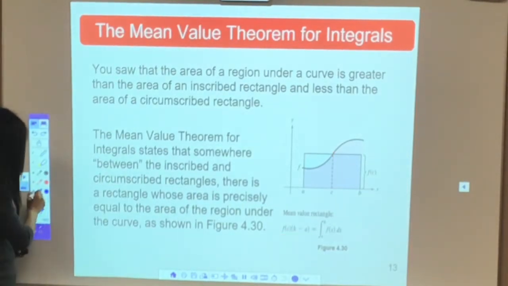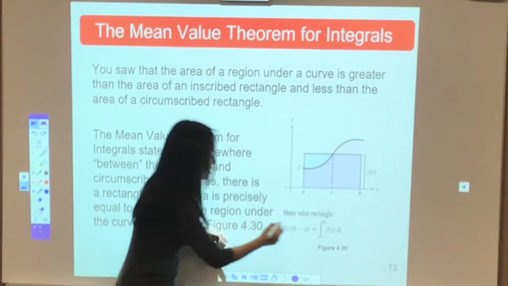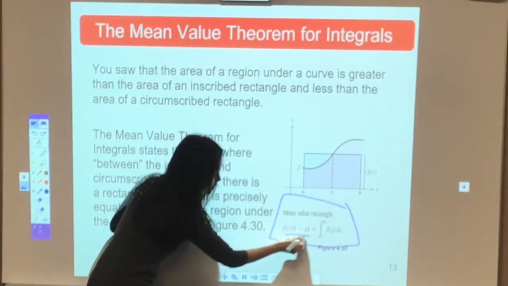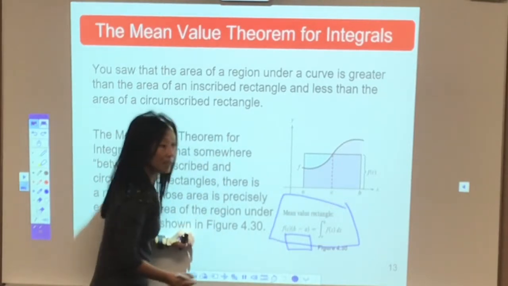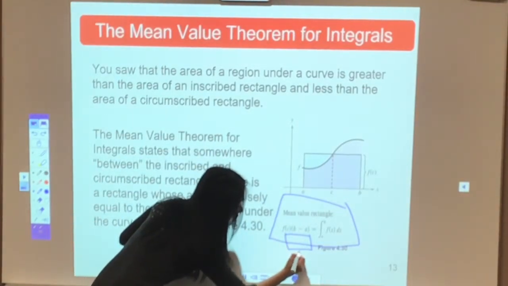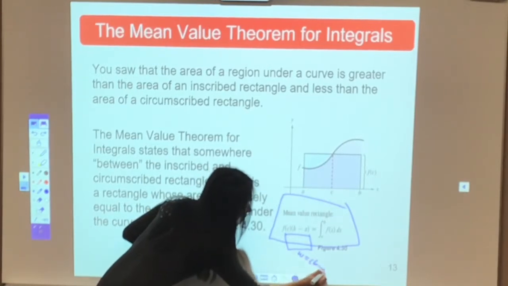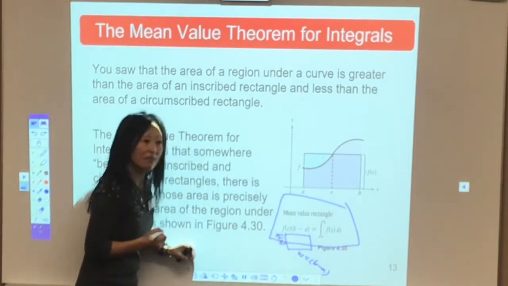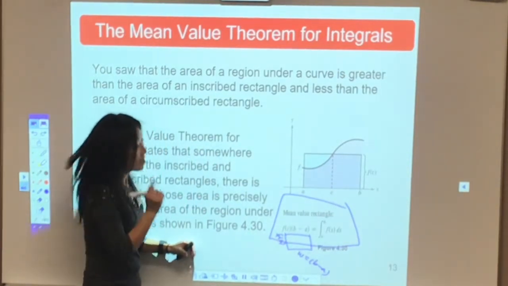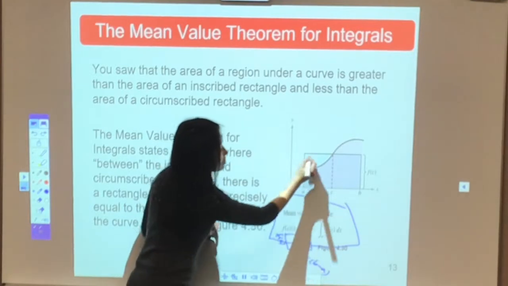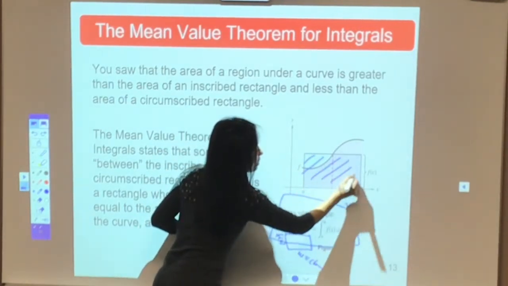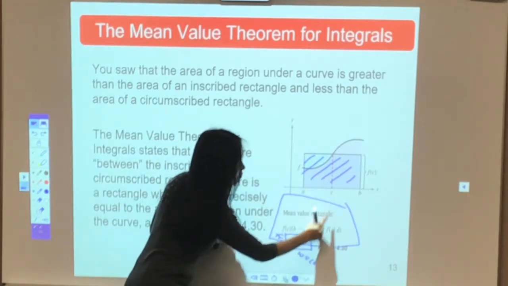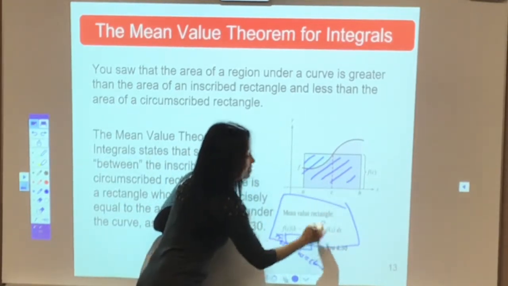Sometimes it's not that obvious, but look at this thing right here. This is a very good example. They're telling you this is a square shape. Are you with me, class? The width right here is b minus a, right? What's my height over here? f of c. Are you with me, class? So they're telling you this rectangular box is the same as the area between a and b of this graph.